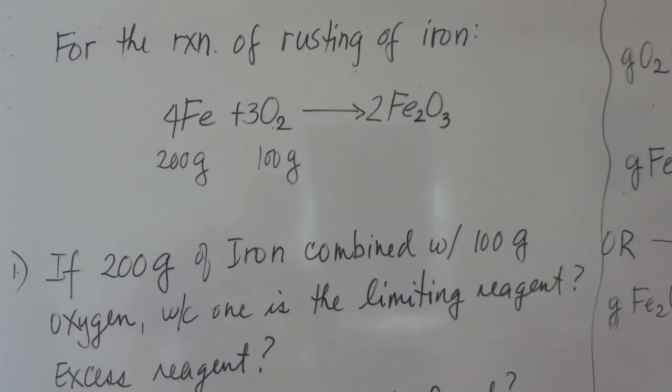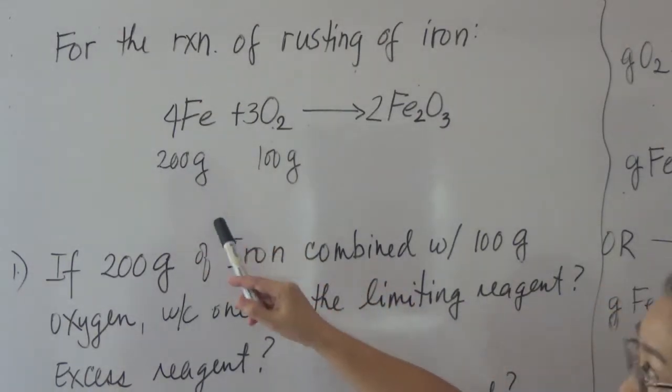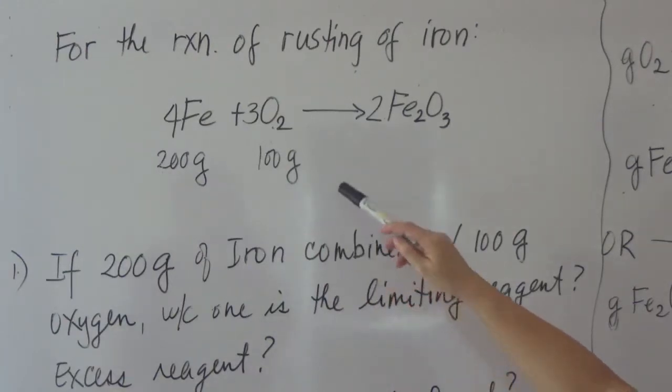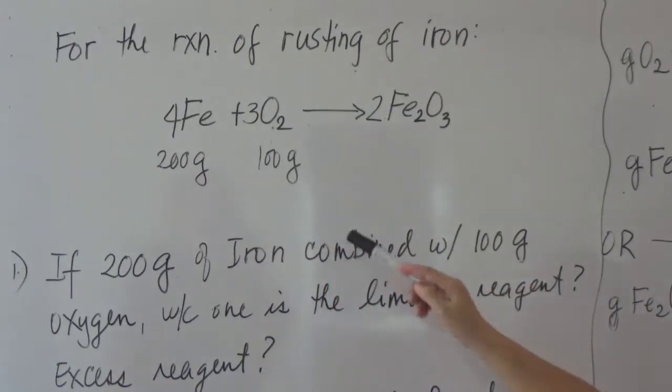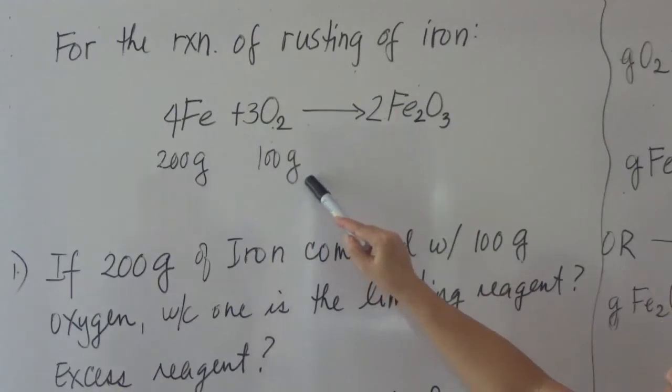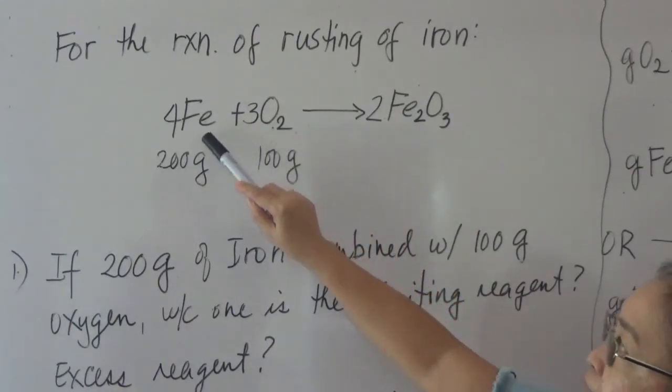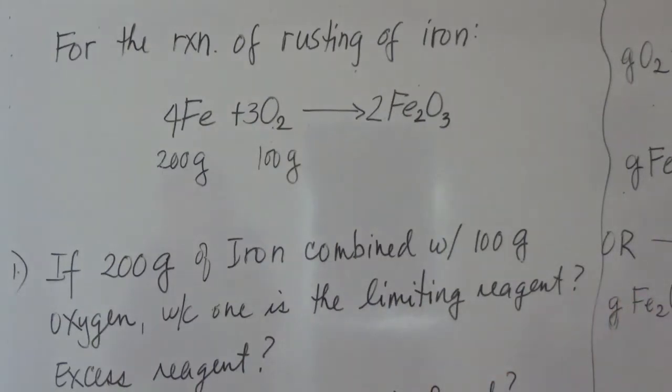There are two ways to determine the limiting and excess reagent. One way is to convert the 200 grams of iron to moles of iron, and compute the amount of oxygen needed by that certain moles of iron to completely react. And vice versa, convert 100 grams of oxygen to moles and compute the amount of iron in moles needed to react with that certain amount of oxygen. Or you can do it in terms of grams, because the given is in grams, so that you would be able to visualize which one is in excess and which one is limited.